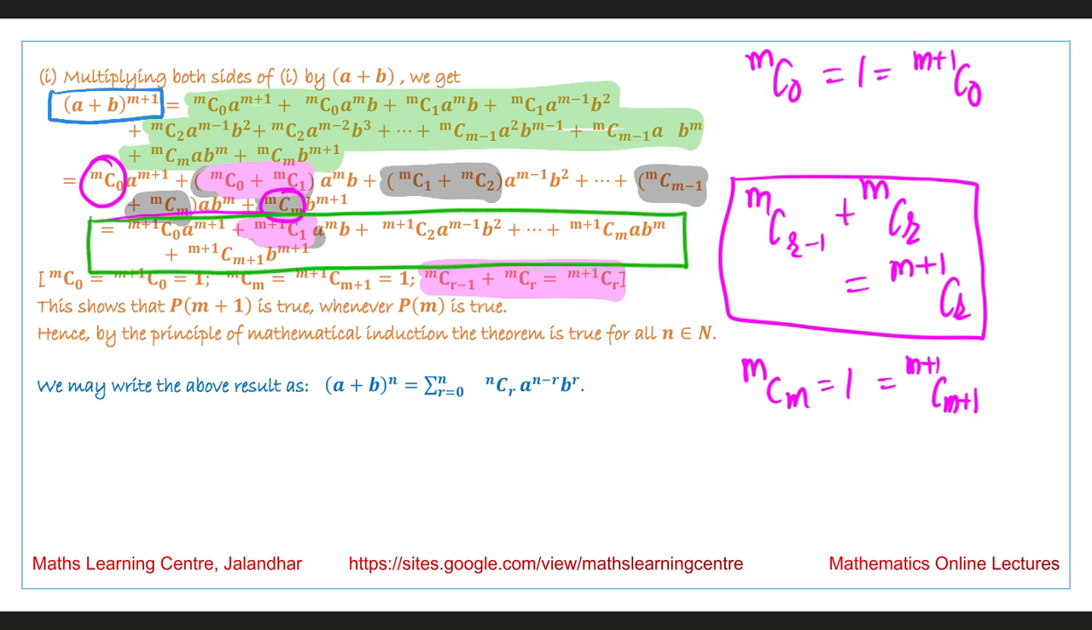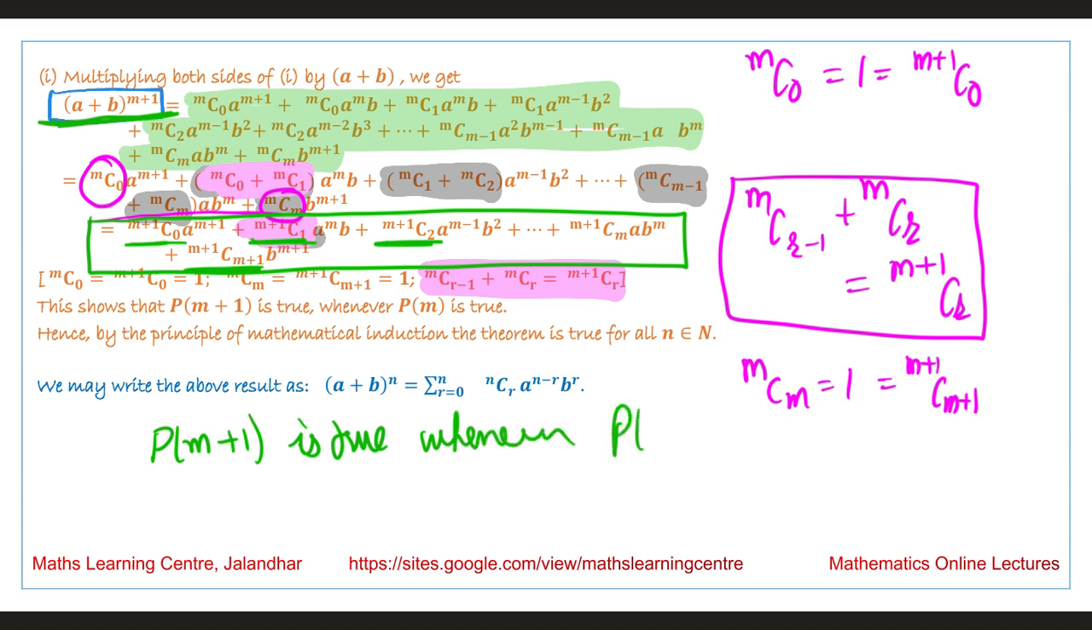And this proves that we have (a+b) raised to the power m+1 with the coefficients (m+1)C0, (m+1)C1, (m+1)C2, and so on up to (m+1)C(m+1). So we are saying that P(m+1) is true whenever P(m) is true. So we obtain that this binomial theorem holds for all n belonging to N, for all natural numbers.